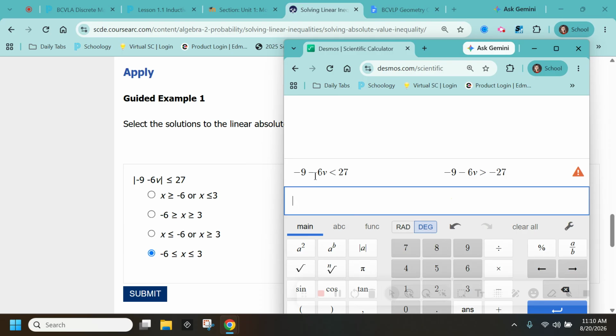So starting on this one, I would add the 9 to both sides. So I have negative 6v less than or equal to 27 plus 9, which is 36. On this one, I would do the same thing, so I would still add 9. I'm going to bring down this negative 6v. However, negative 27 plus 9 is negative 18.